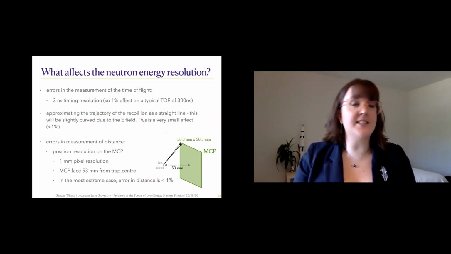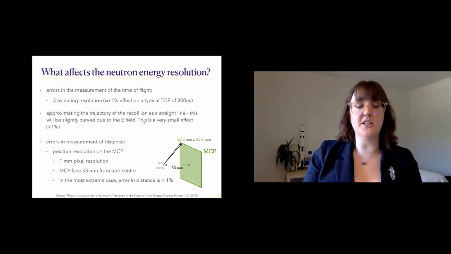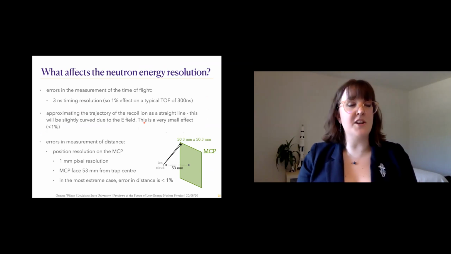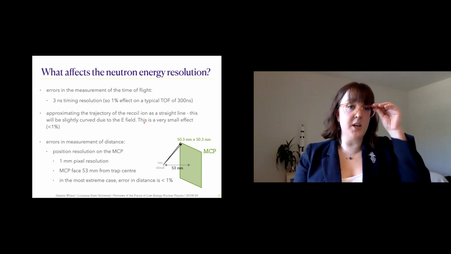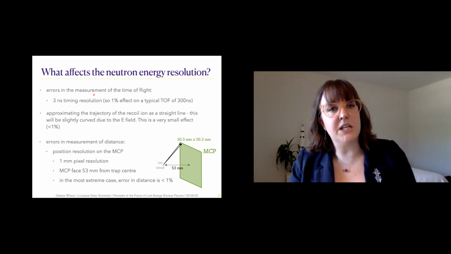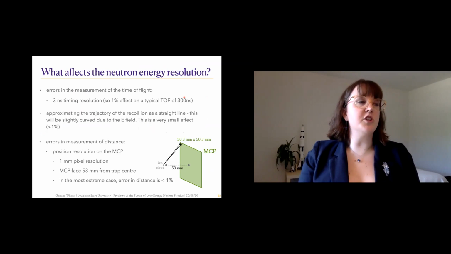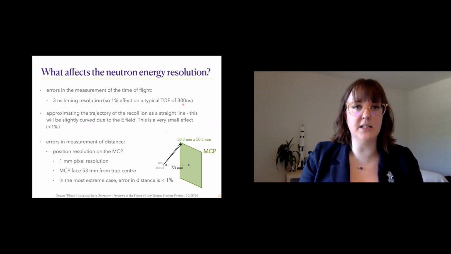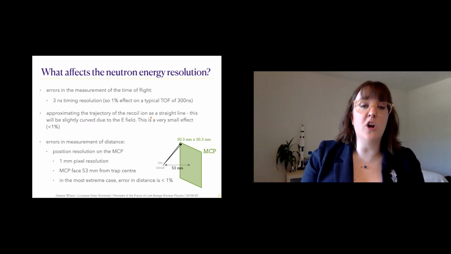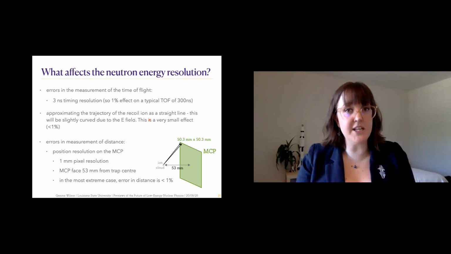So what affects our neutron resolution? We measure three things essentially. We measure the distance between the center of the trap and the MCP, the location it was hit. We measure the time of flight, but also we measure the counts incident on each detector. There are errors in our measurement of time of flight. There's a 3 nanosecond timing resolution, which for a typical time of flight of 300 nanoseconds is around a 1% effect. We also approximate that the trajectory of the recoil ion is a straight line, although this will be slightly curved due to the electric fields, but this is a very small effect.